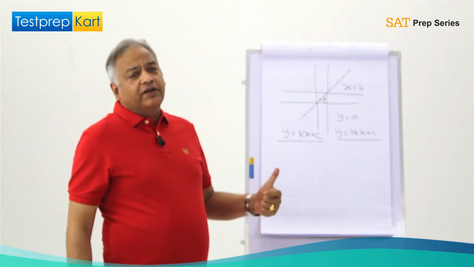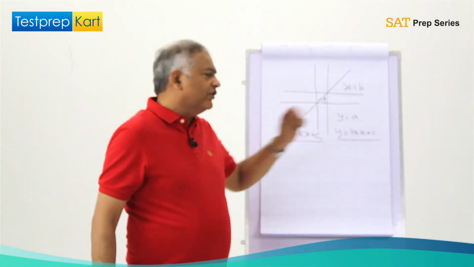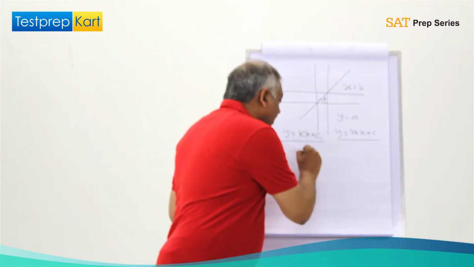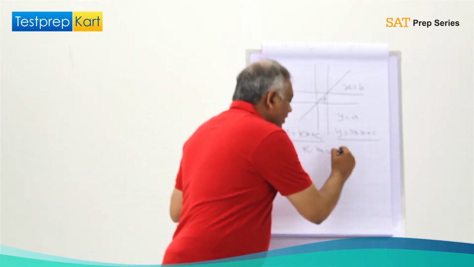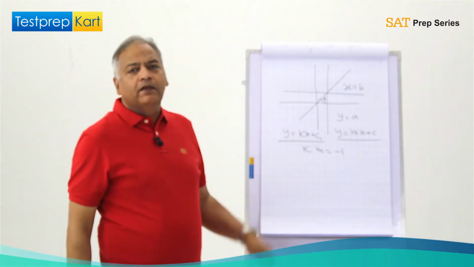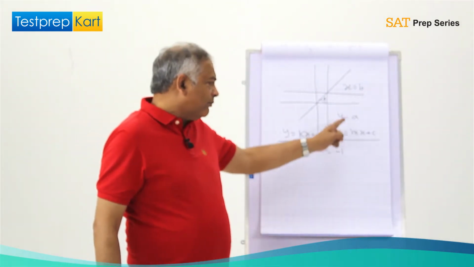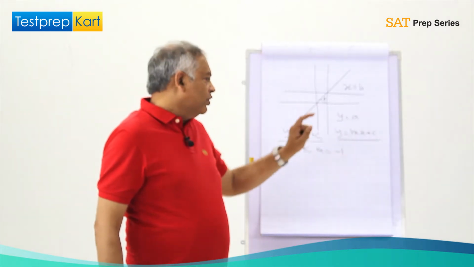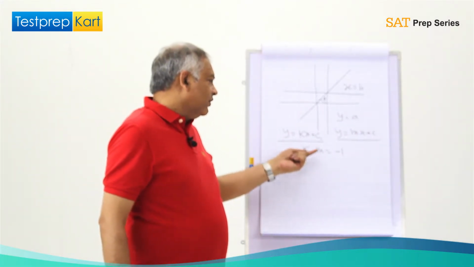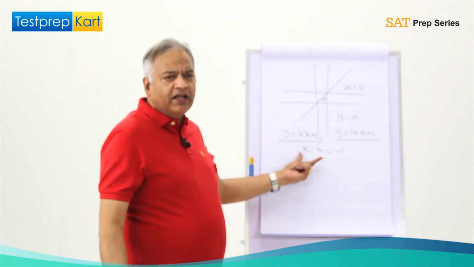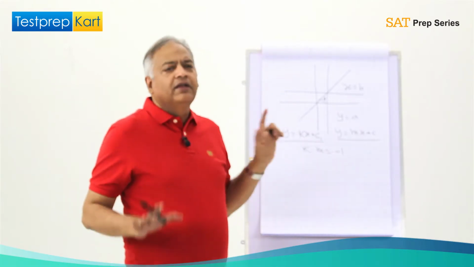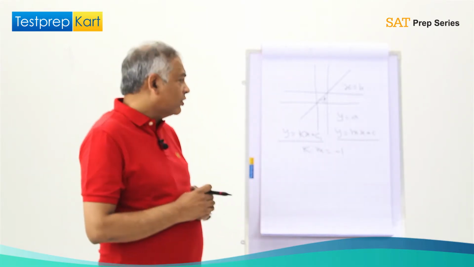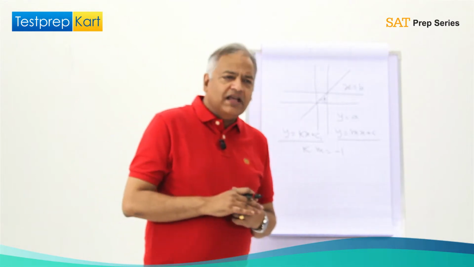Now what is the condition? If this line is perpendicular to this, that means k into m should be equal to -1, right? So whenever you want to find a line which is perpendicular to a given line, then the slope should be such that if you multiply the slope of the perpendicular line and this main line, that should be -1.